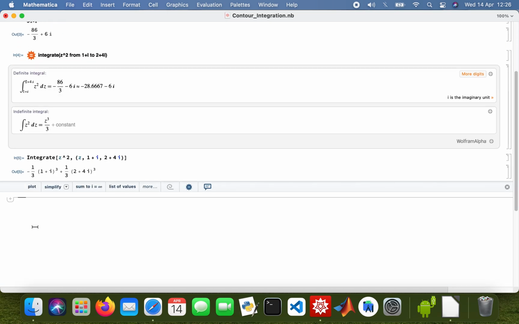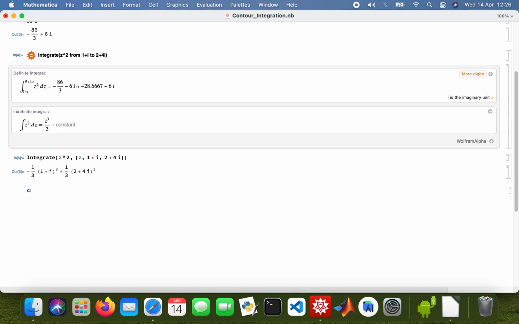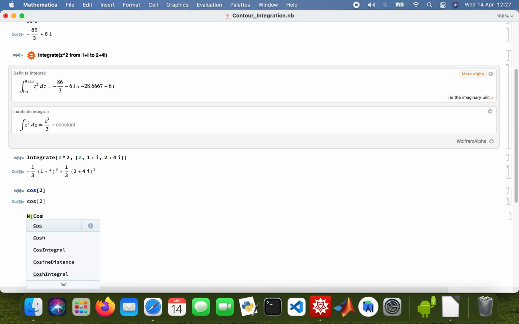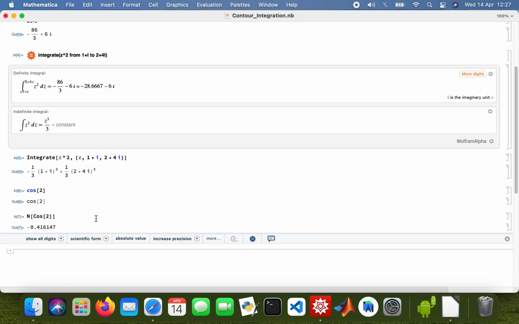So I can show you an example as well. If I type in, say, cos 2, it just sees that as a variable, just like you're typing a word, like saying unit or definition. Okay, but then if I want to evaluate that, I type in N with a capital. N is for numerical, so then it gives you the numerical value of the function. So it's always going to be in capitals.